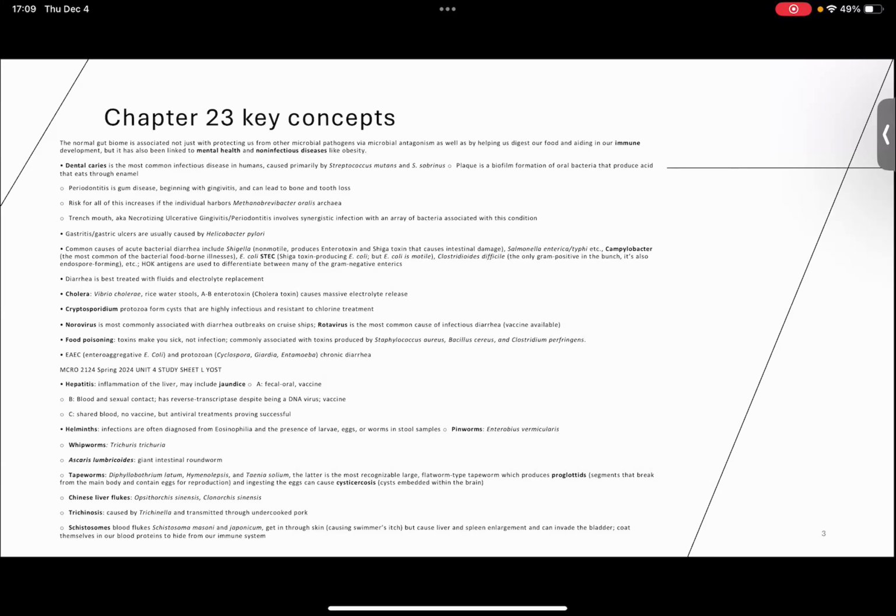Ingesting the eggs from the proglottids can actually lead to cysticercosis, and neurocysticercosis is whenever the cysts get embedded in the brain. And this is a very severe issue because if you break open the cysts that contain the worm in the brain tissue, it causes massive, almost instantaneous inflammation in the brain, and it's very unlikely that you will survive that situation. So it's pretty difficult to treat once you do have this situation.